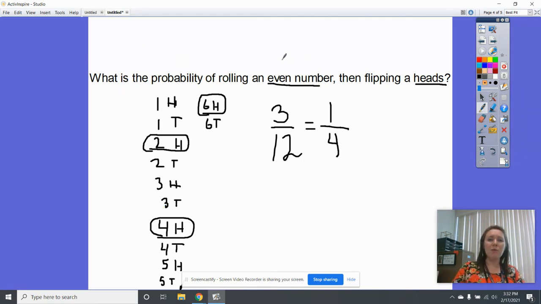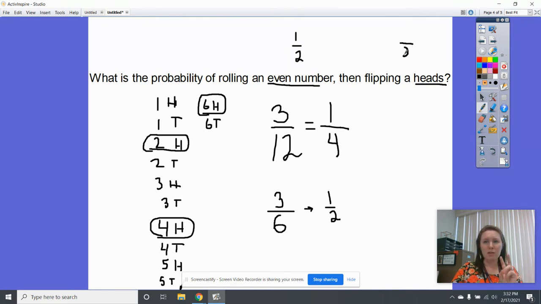First, let me find the probability of an even number on the die. There are 6 possible numbers on a die. 3 of them are even. So the probability of an even number is 3 out of 6, which is 1/2. So I first found the probability of an even number, which is 1/2. Then I have to find the probability of heads. Well, when I flip a coin, there's only 2 possibilities, and one of them is heads. So it's 1/2. Now I'll tell you right now, yes, these are both 1/2 probabilities. They're not always going to be the same number. That just happens to work for this problem.